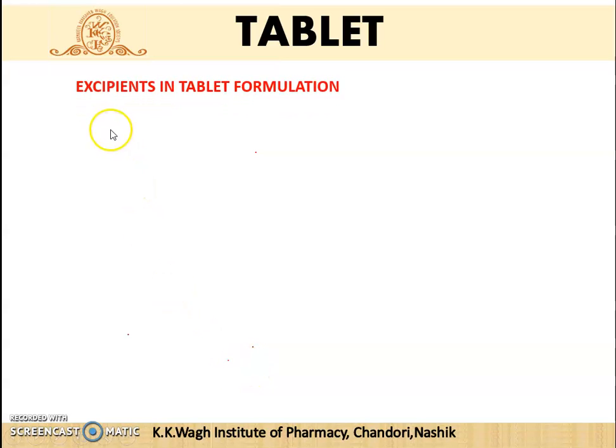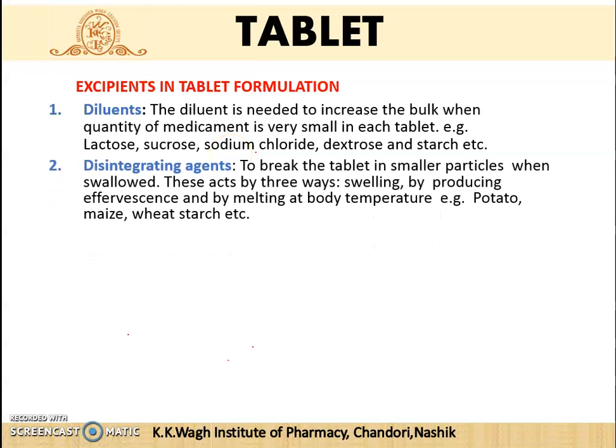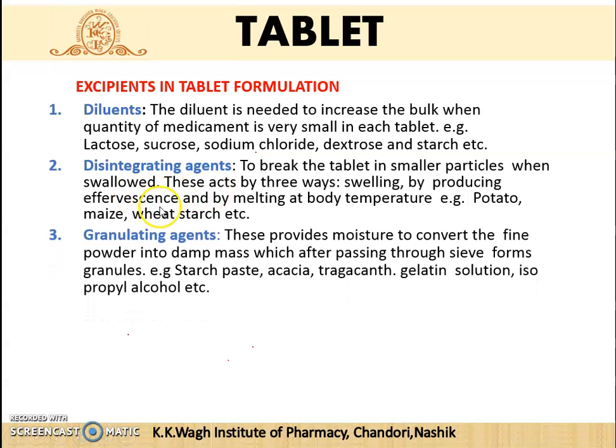Then we can see the excipients in the tablet formulations. There are a number of excipients. Amongst them, the first one is the diluents. Diluents are added to increase the bulk of the quantity when the medicament is very small in each tablet. Examples of it are lactose, sucrose, sodium chloride, dextrose, starch, etc. Then the second one is the disintegrating agent, to break the tablet into smaller particles when swallowed. These act in 3 ways: swelling, wicking and effervescing. Examples of disintegrating agents are potato, maize, wheat starch, etc.